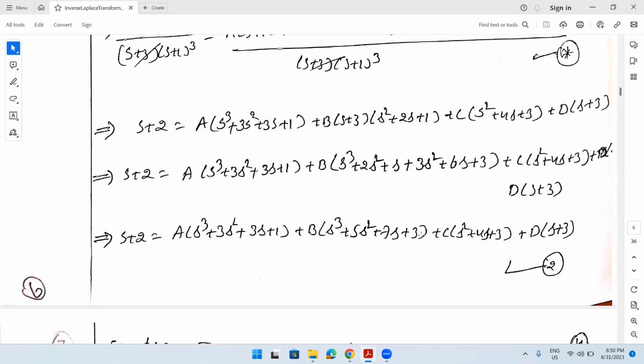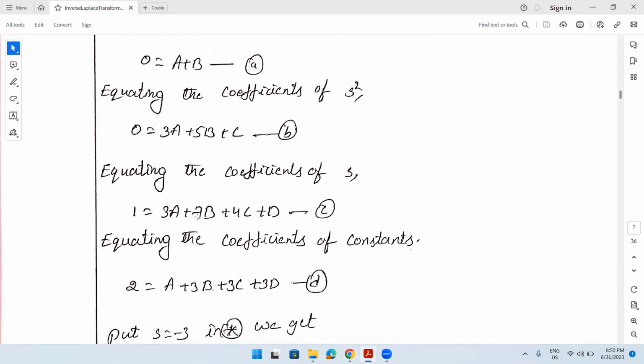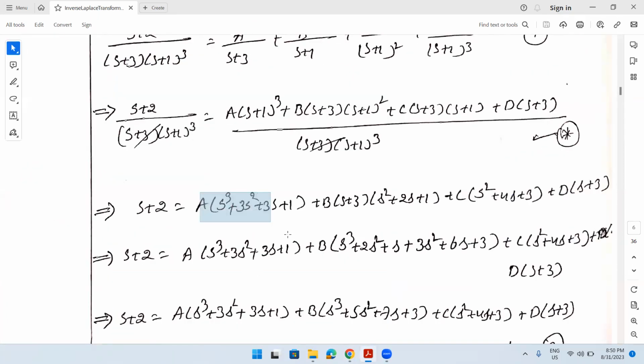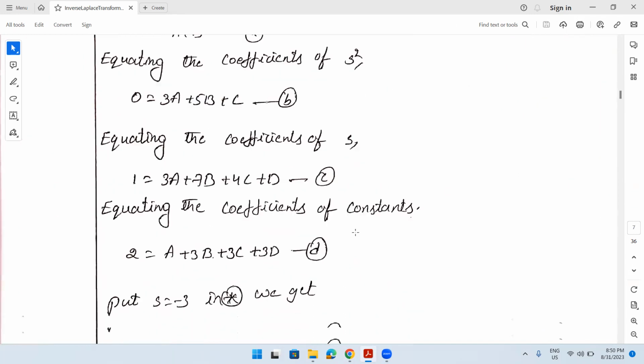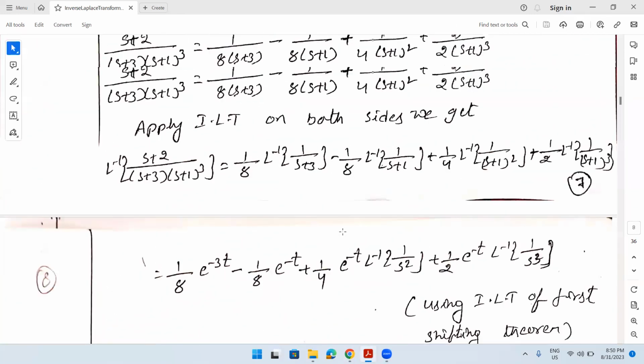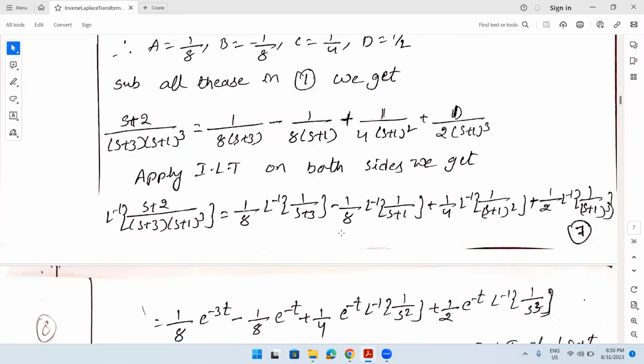Taking coefficients takes much time. It takes solving 4 equations. We have to do simplification with (s+1) whole cube, (s+1) whole square into (s+3). So there are a lot of complications. Using my method, this is actually the easiest method. We can do it very easily.